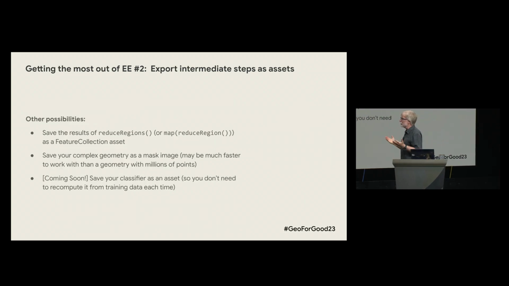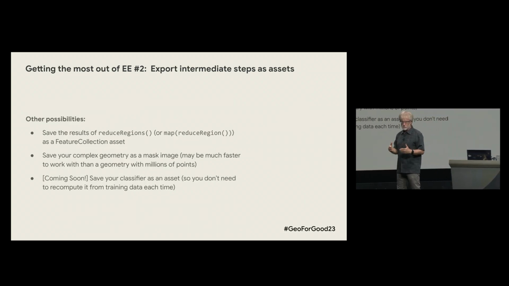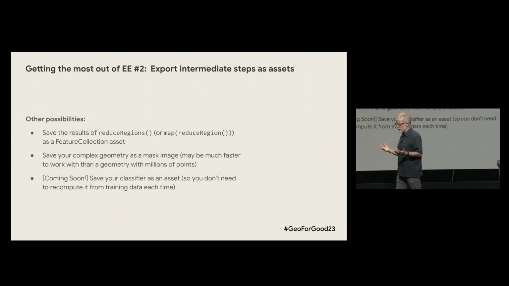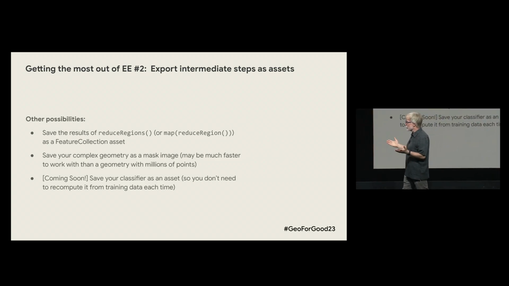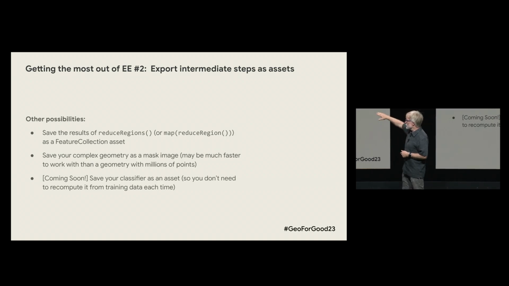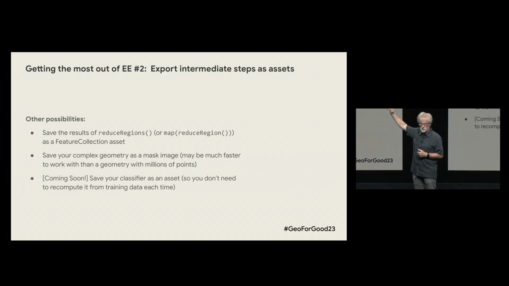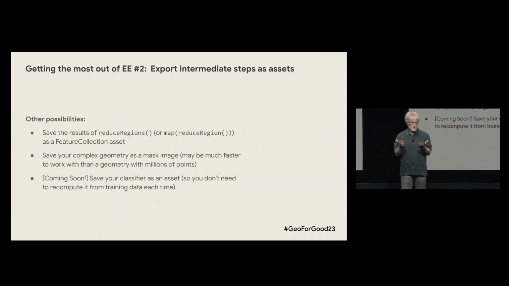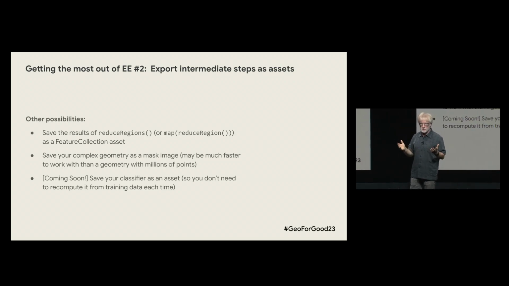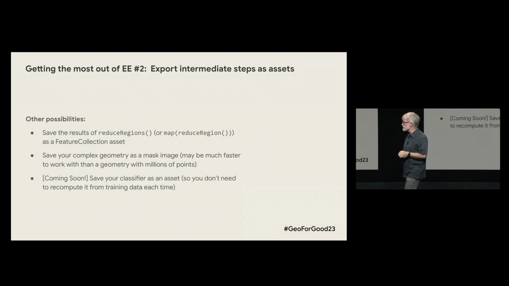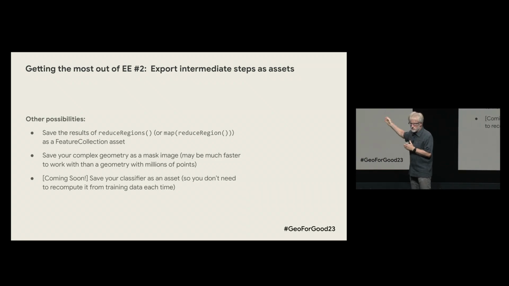I focused on images as intermediate steps because those are very common. There are other cases. If your intermediate result is a big feature collection, like the result of reduceRegions, you can save that as a feature collection asset, and then you get the same benefits. You don't have to go back to the original imagery and rerun reduceRegions each time. You just have a feature collection with the saved results in it.